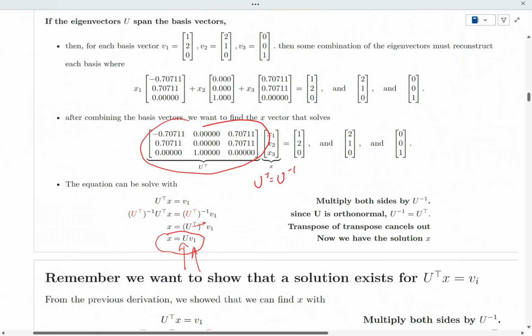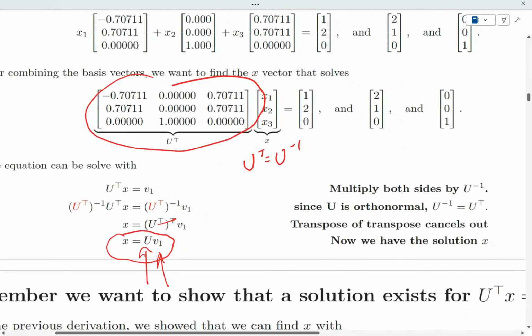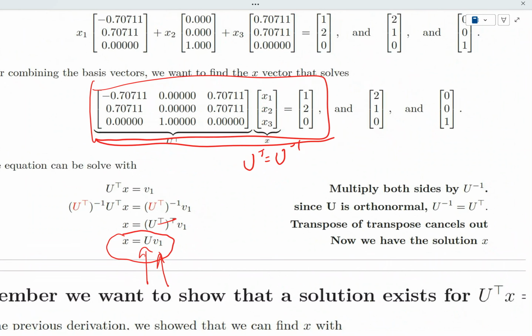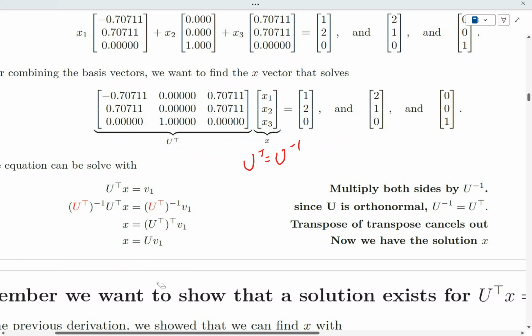So this is much easier than Gaussian elimination. Previously, you had to learn Gaussian elimination in order to solve for x1, x2, x3. But over here, you don't need it anymore because the bases are orthonormal. It allows you to essentially use the transpose instead of the inverse.